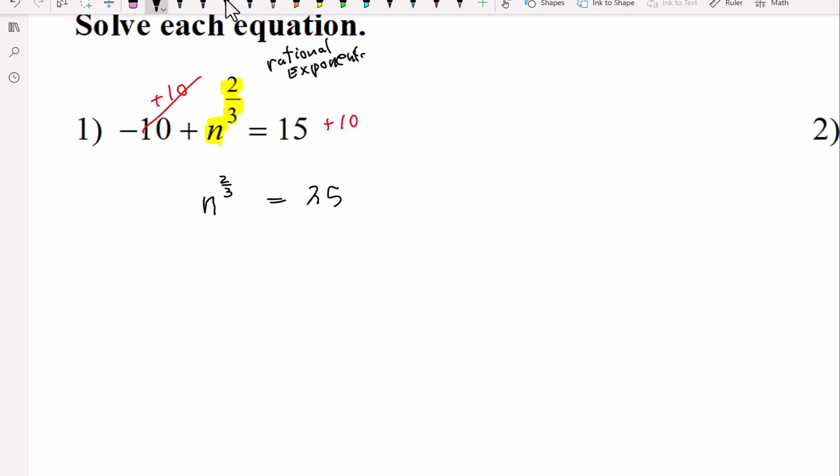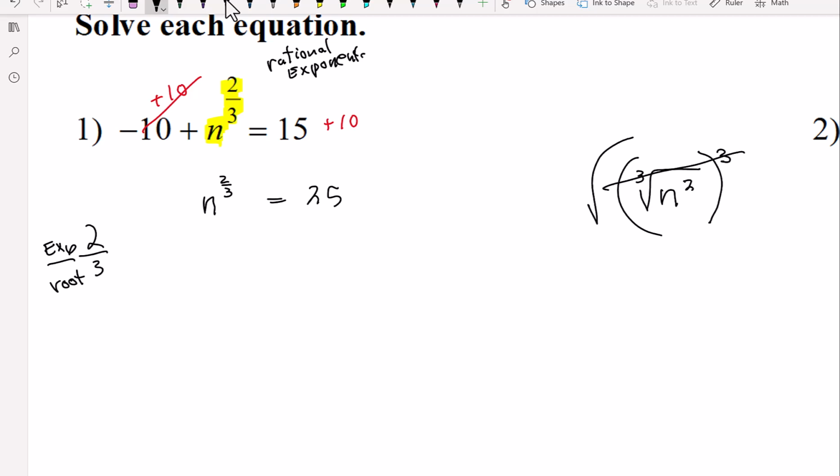N to the 2/3 means this. The denominator is the root. The numerator is the exponent. So it would look like this: n squared, cube root of 3. The reason we write it like that is because to undo this, we would maybe say, okay, the inverse of cube root is cubing. Well, then we have an n squared. So it would look something like that, and it'd be really easy to mess that up. For some of you who think that's easier, then I wouldn't mind if you did it that way.